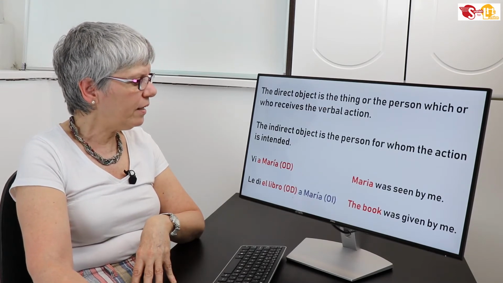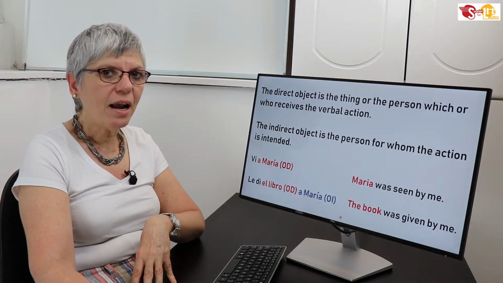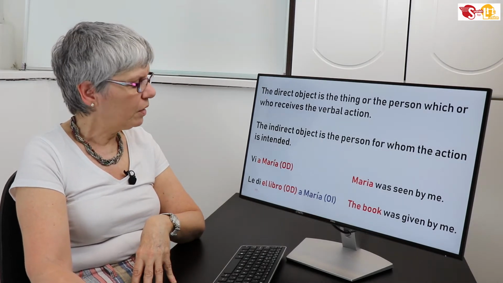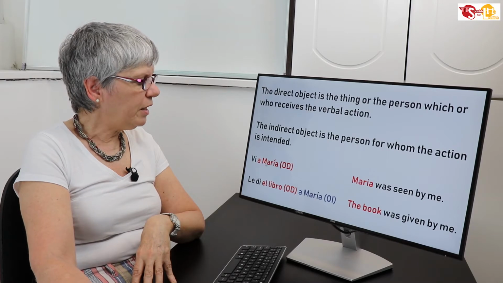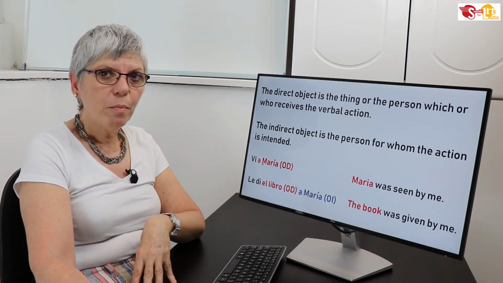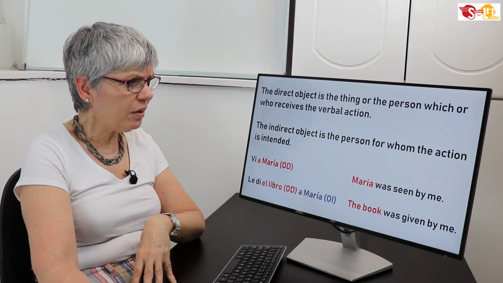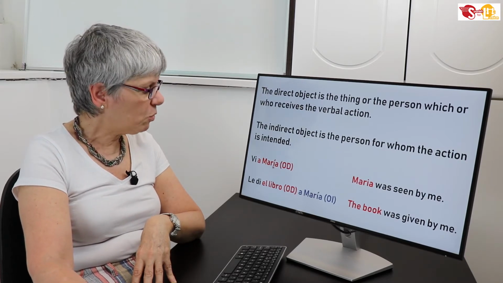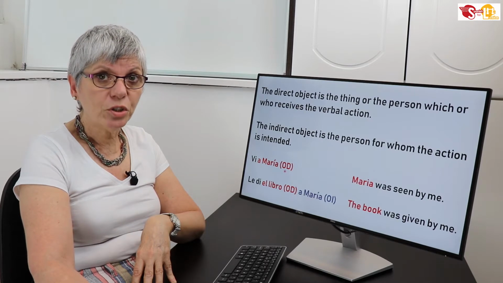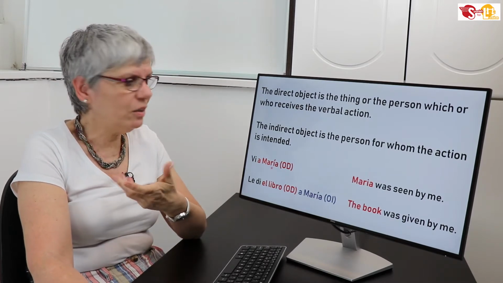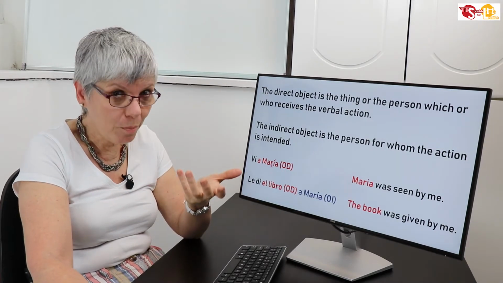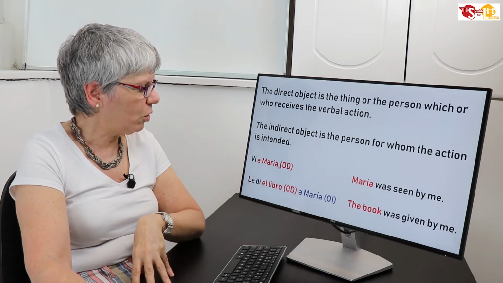Okay, so let's see these two sentences and I will compare them for you. In the first one, vi a María, meaning I saw Mary. Vi a María, I saw Mary. Mary was seen by me. That's why Mary is the direct object. So what did I see or who did I see? Mary. So this is the direct object.